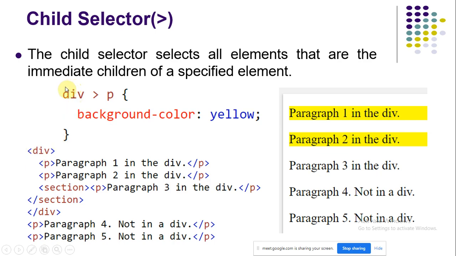Okay. So here the parent is a div, and the child is a p element. P is a child, the parent is a div element. Okay. So similarly, paragraph 4 and 5 will not be selected. Why? Because they are not children of a div element. Okay. So that you have to understand.